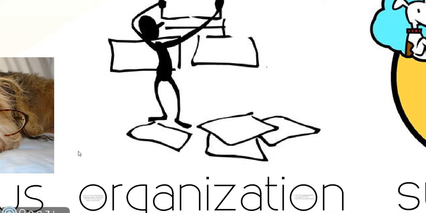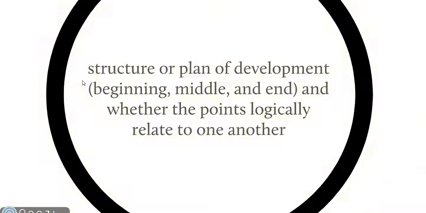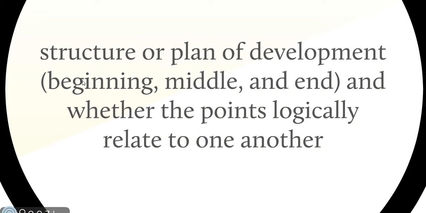Our second area that we're going to talk about and try to define is organization, and we're going to do this in 2 parts. And if you notice our little screen bean guy there, he looks like he's trying to make a web liner to get himself organized before he actually writes. When we talked to those FCAT Writes people again, they told us exactly what they look for in organization. So they told us that they're really looking at the structure or plan of development, that beginning, the middle, and the end, and whether the points logically relate to one another.